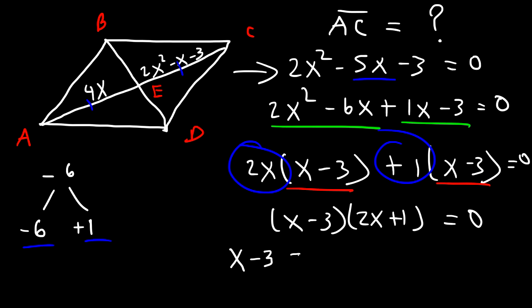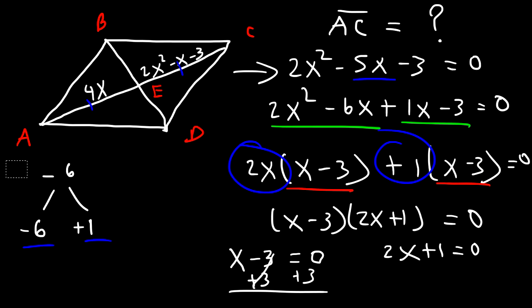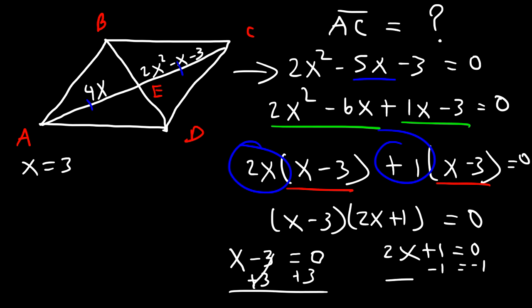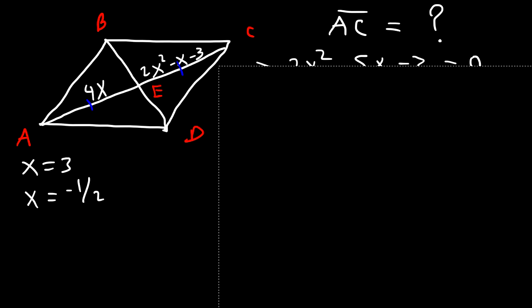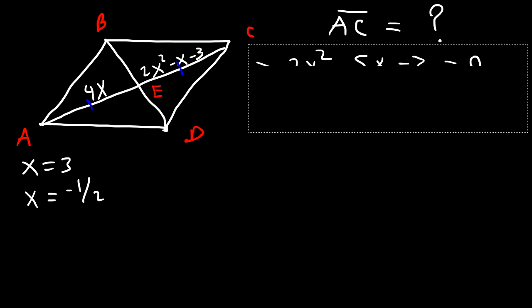Now, just like before, let's set each factor equal to 0. So for this one, let's add 3 to both sides. So we can see that one possible answer is that x is equal to 3. Now here, let's subtract both sides by 1. So 2x is equal to negative 1. And then we'll have to divide both sides by 2. So the other possible answer is that x is negative 1/2. Now, which x value should we use? Can we use both of them like the last problem, or just one of them?